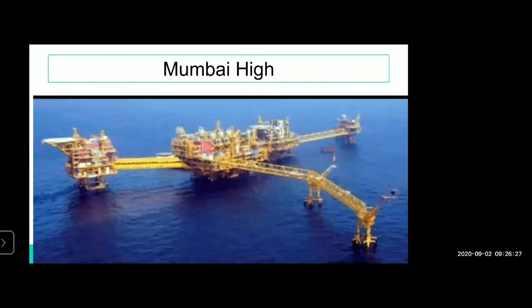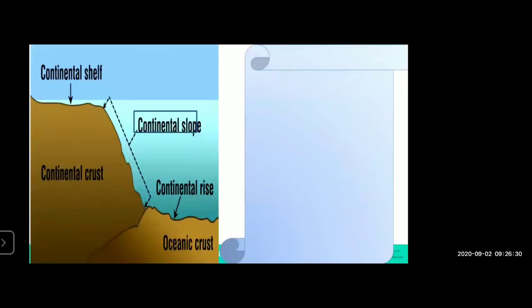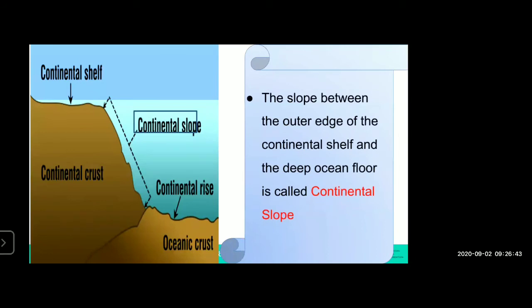Now we will learn the next part of this topic, that is the continental slope. You can see in this slide, this is the continental shelf which we did just now, and this is the continental slope. The slope between the outer edge of the continental shelf and the deep ocean floor is called the continental slope. You can see the steep slope here. After the continental shelf, the steep slope is called the continental slope.